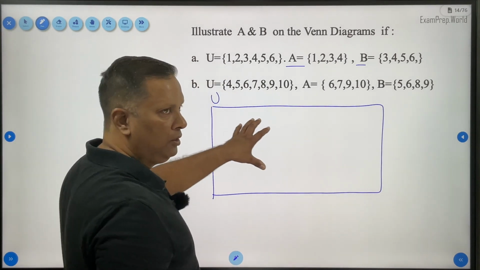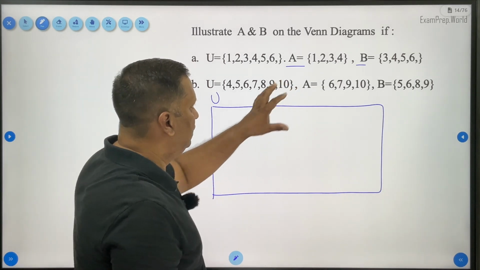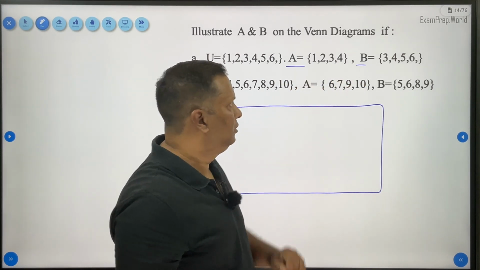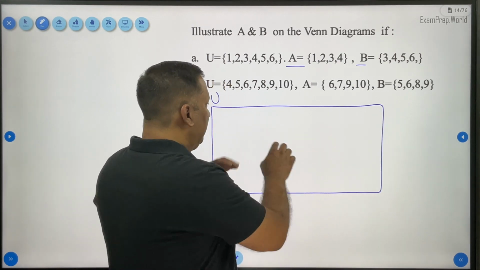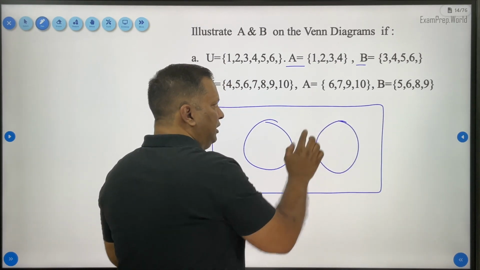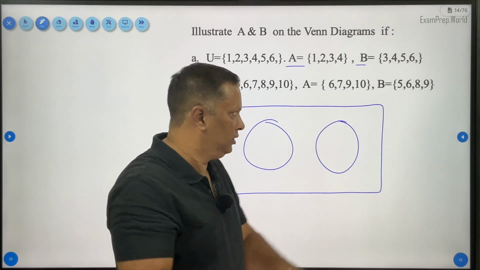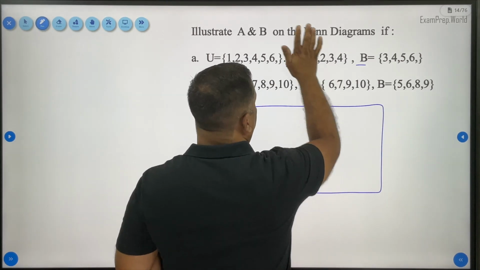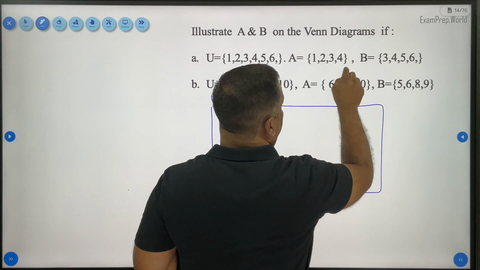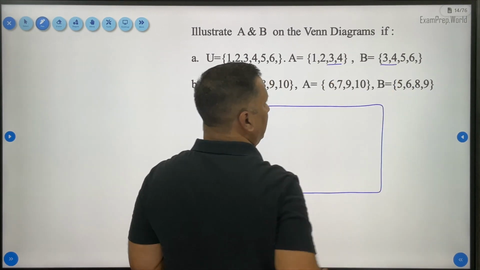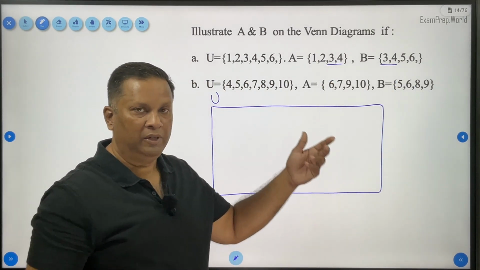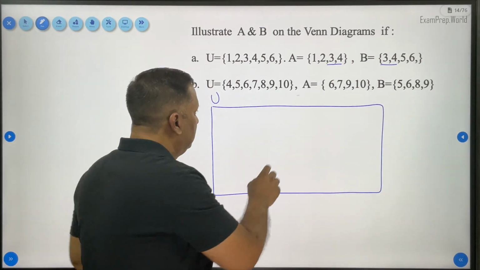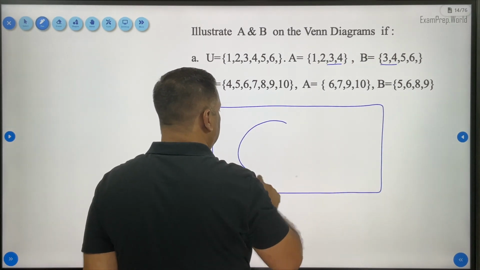Now it will have so many numbers inside it, right? But there are two sets, A and B. Look at if something is common between A and B. If it is not common, then we will write two different circles. But if there is some common, we will intersect those two circles. Okay. I find that in A and B, 3 and 4 are in both. These elements are in both the sets. That means the circles should coincide. Okay. So it should be something like this.